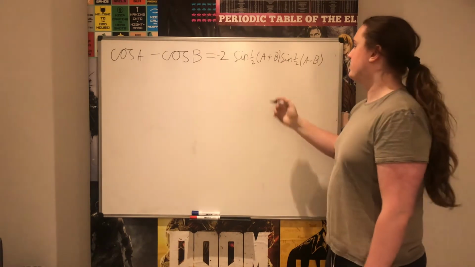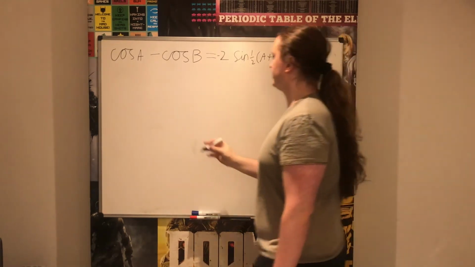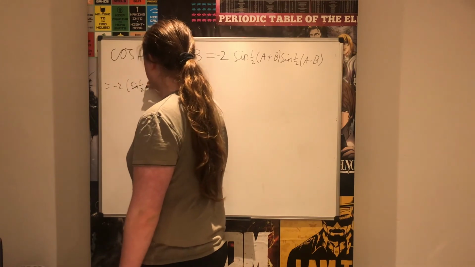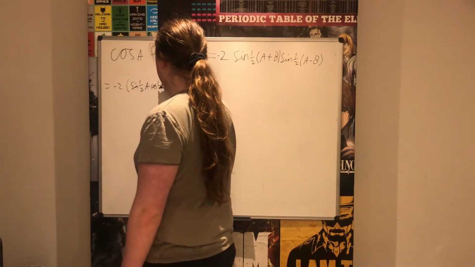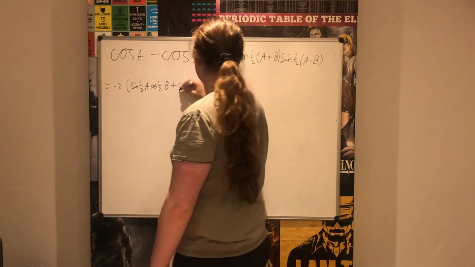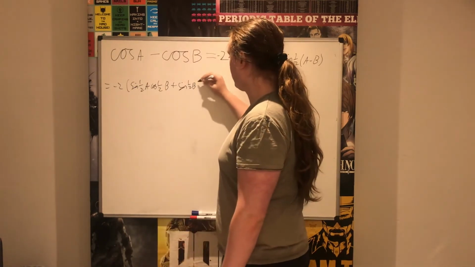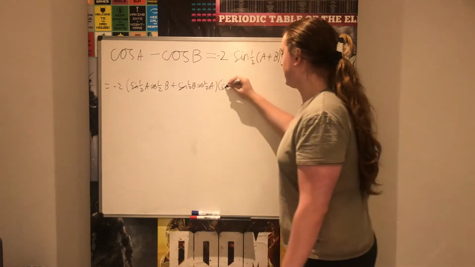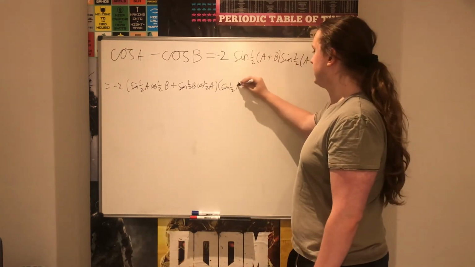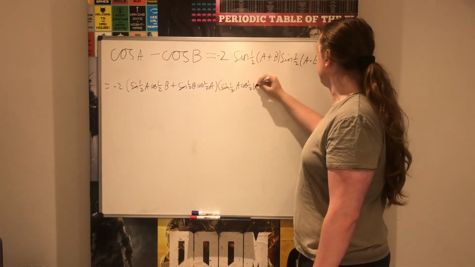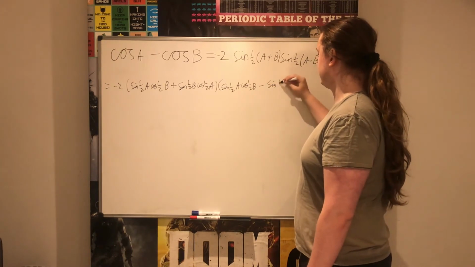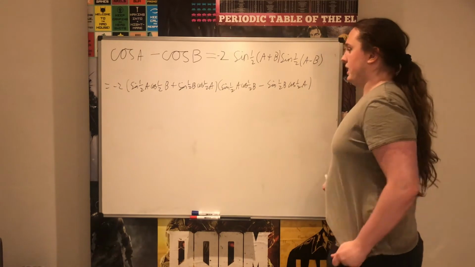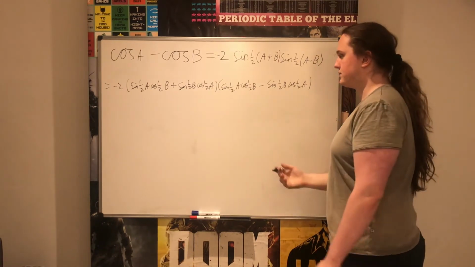So to prove this, we're going to apply the compound angle formula on these two terms, giving us minus 2 times sine of a half a cos of a half b plus sine of a half b cos of a half a, times sine of a half a cos of a half b minus sine of a half b cos of a half a. And here we see that this is just the difference of two squares.